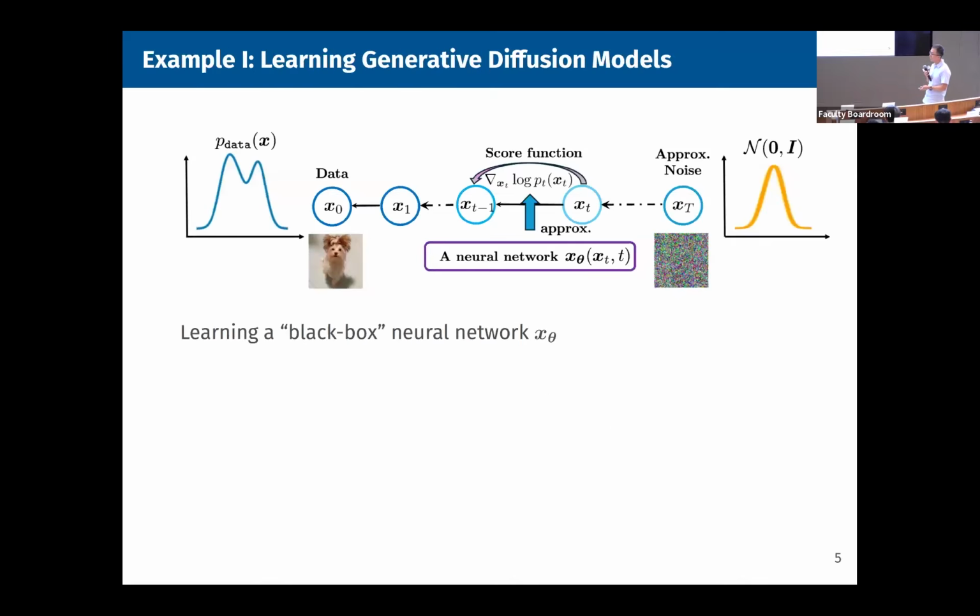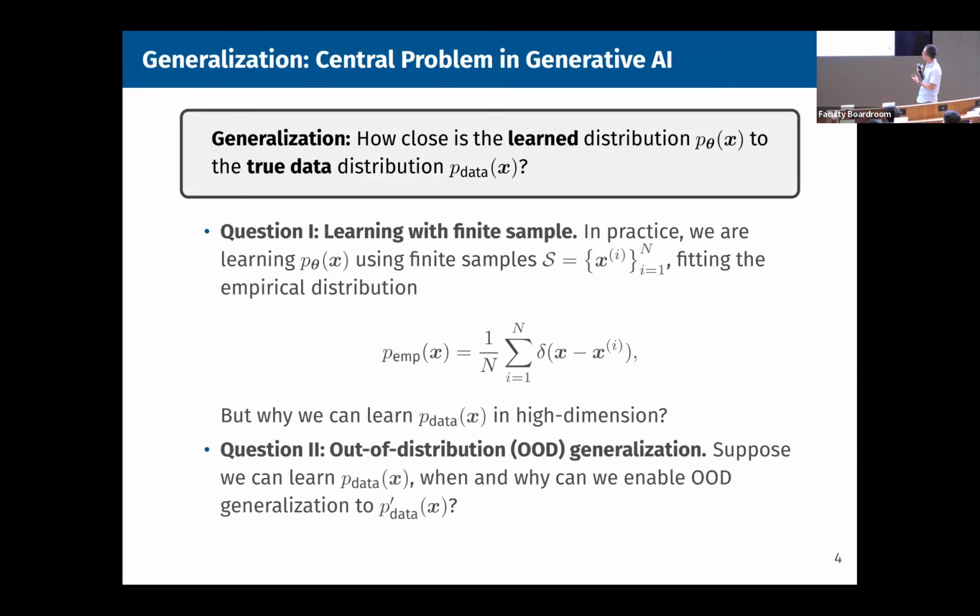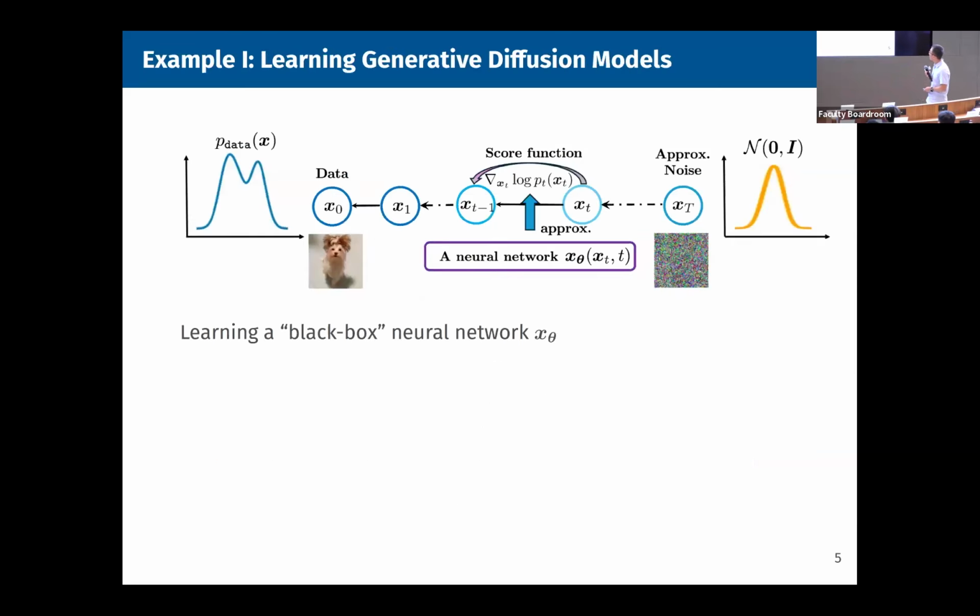First of all, the first example I want to give is diffusion models. We are trying to answer the first question through diffusion models and try to understand how diffusion models generalize when training with finite samples. Then I will try to answer the second question through an example on in-context learning. So the first example is diffusion models.